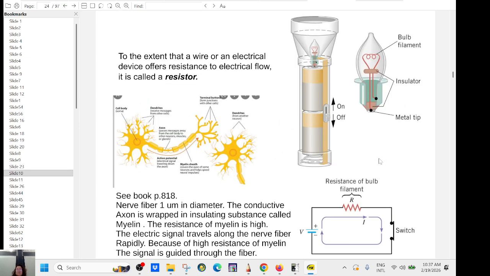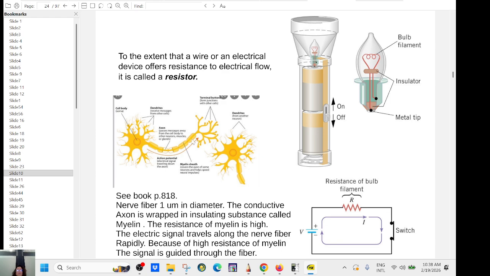Okay, so there are lots of applications in the human body. A very nice application is around the neurons that make up our nervous system, from the brain to the muscles, for example. They talk to each other through synapses, but around those neurons you have a layer called myelin. And myelin is a resistance. It has a very high resistance.